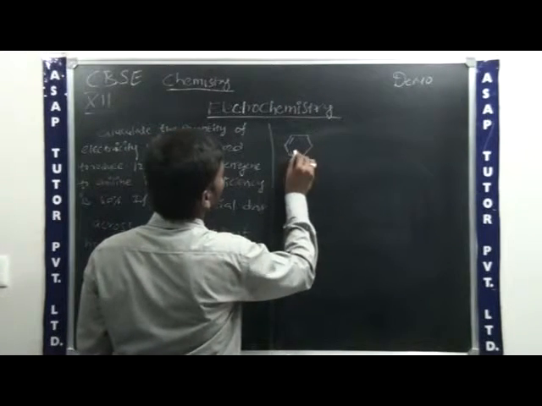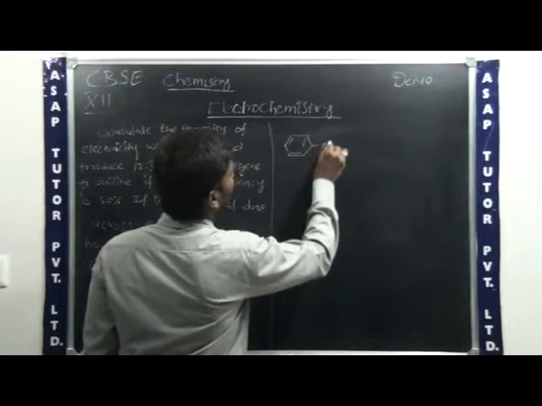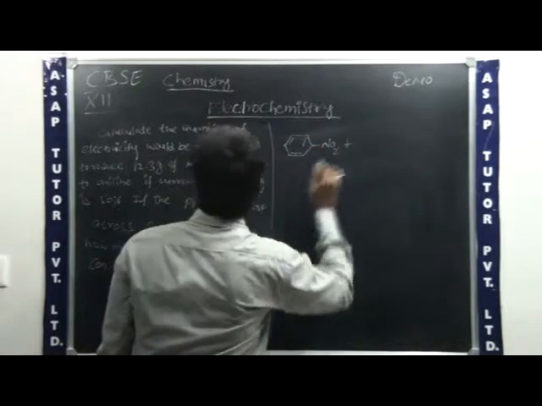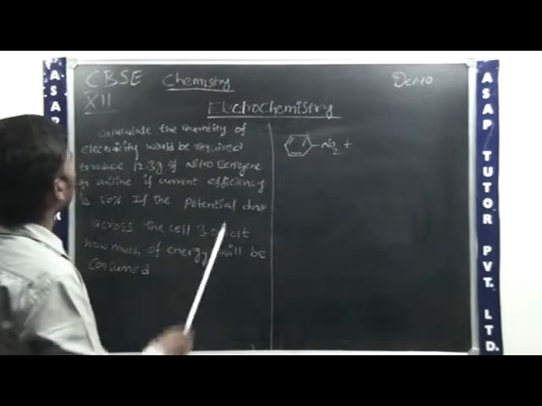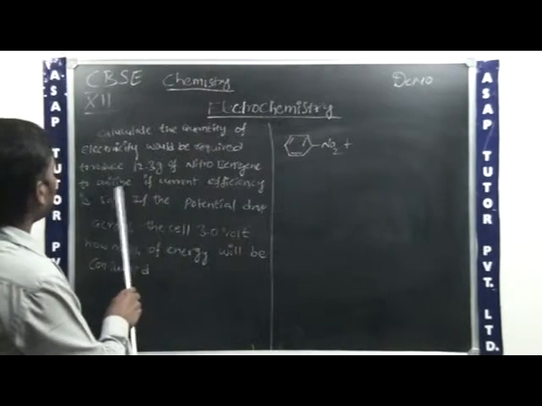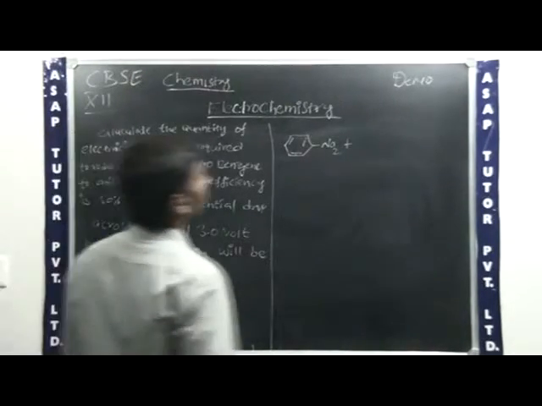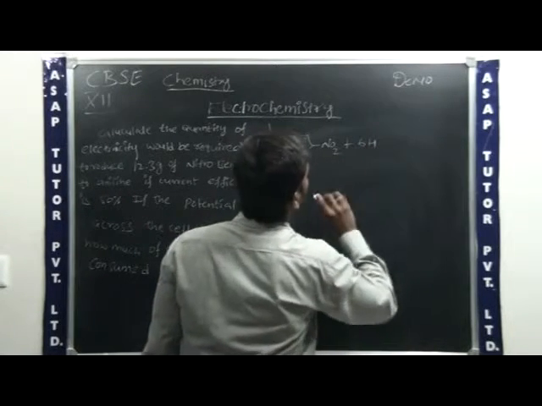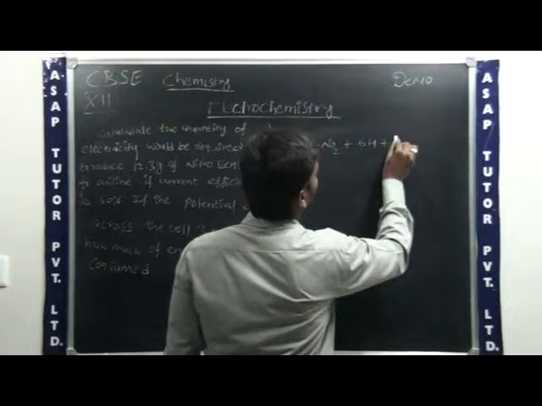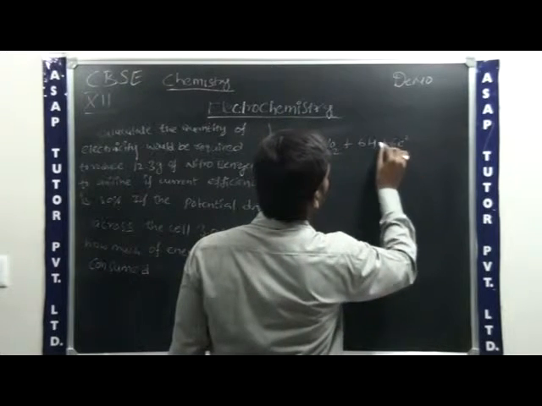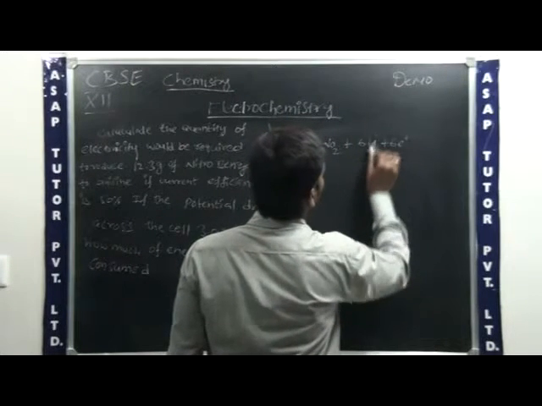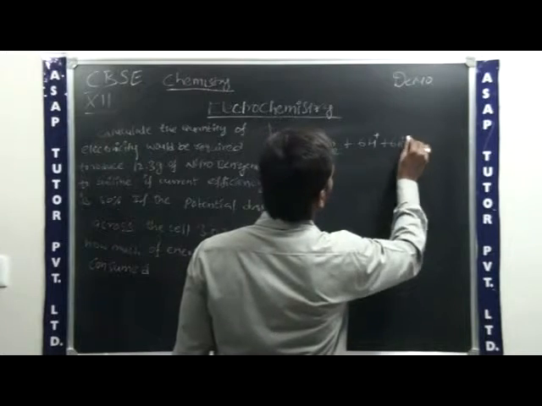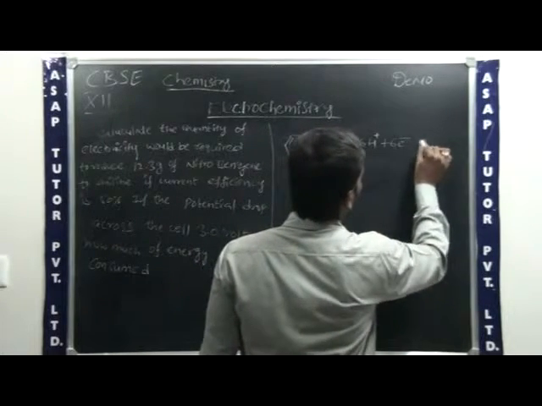This nitrobenzene has NO2, which has to be reduced. What is the conversion of nitrobenzene to aniline? We take the hydrogens and plus 6 electrons. The conversion I can write like this.